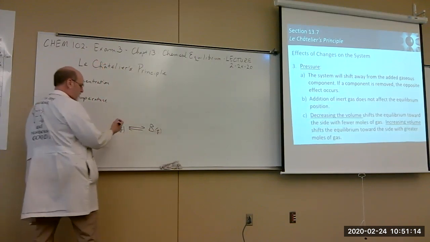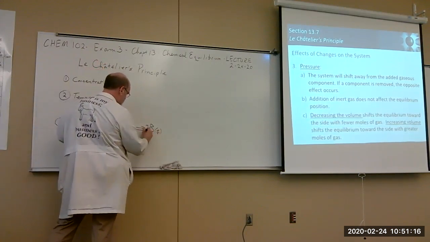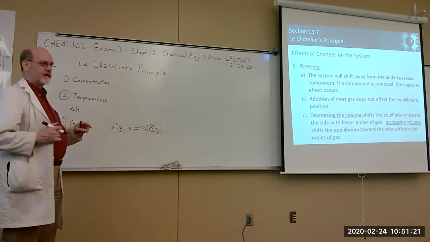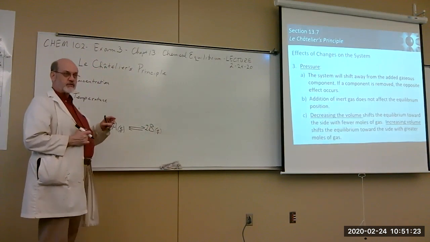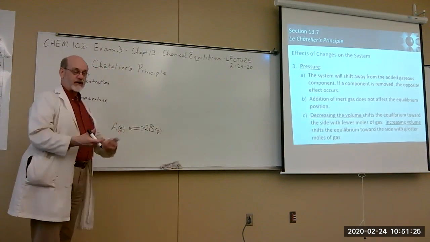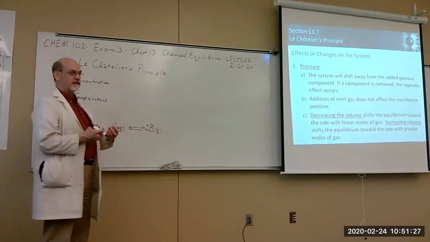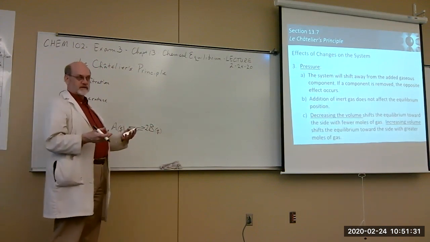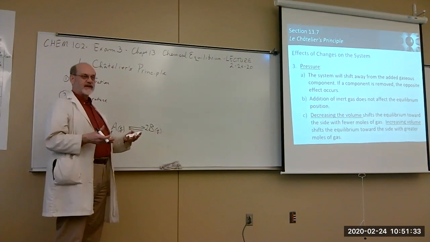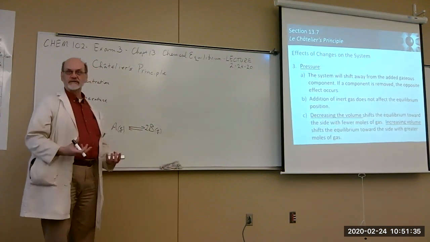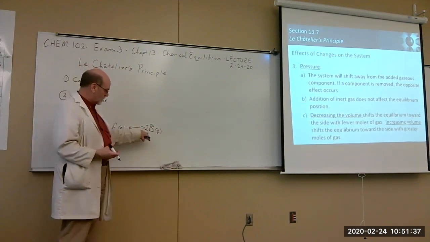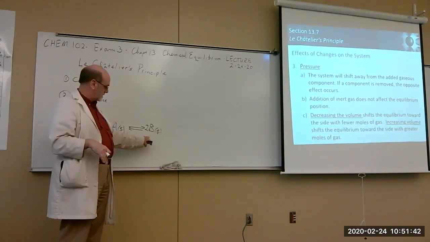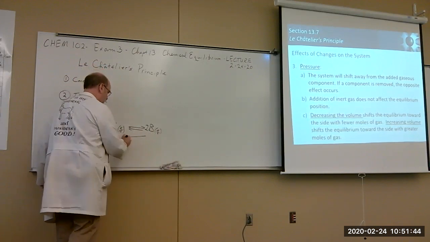But let's say this one gives us 2 of these, and you increase the pressure. The response of the system is to mitigate that increase in pressure, and how does it do it? It uses Avogadro's law. You decrease the number of moles of the gas, and that alleviates the pressure. Right? So if you increase the pressure on these two, decrease the volume, then it's going to shift this way.